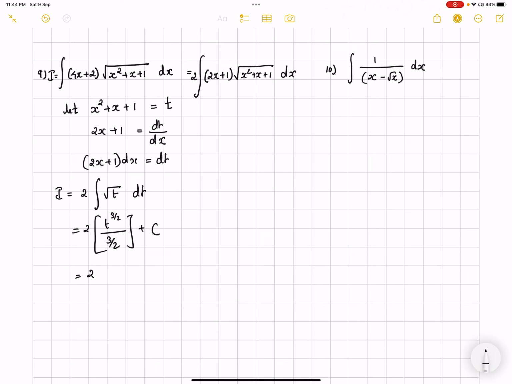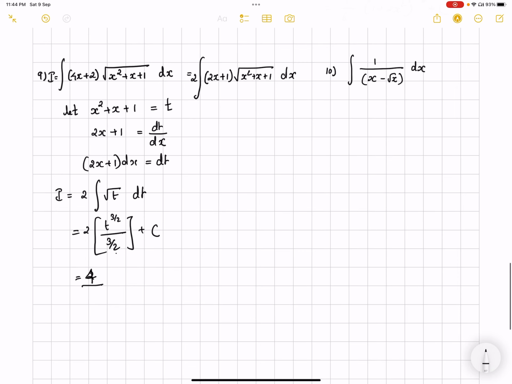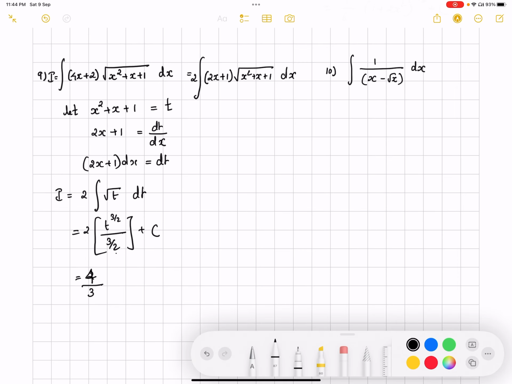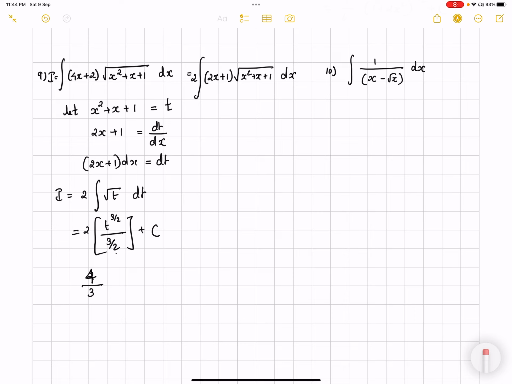So what's my t? That also we would be applying. This 2 which is there in the denominator will come to the numerator, and it gets multiplied with another 2. It becomes 4, and I would be having 4 by 3. And then t, what exactly is t? Let me just replace that also. (x squared plus x plus 1) whole to the power 3/2, and then plus c. Done. So we have solved this one.